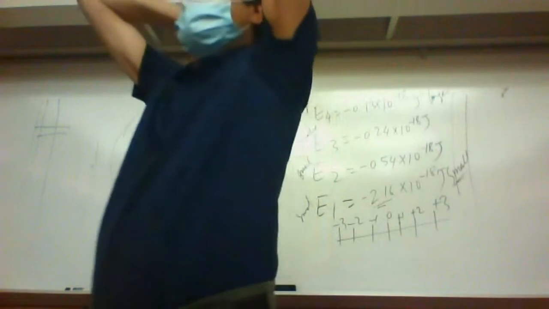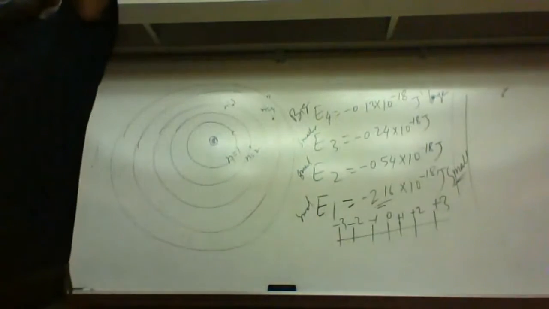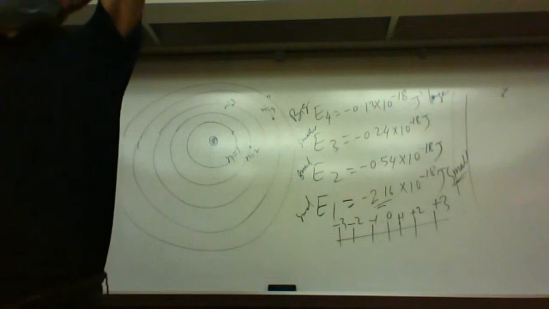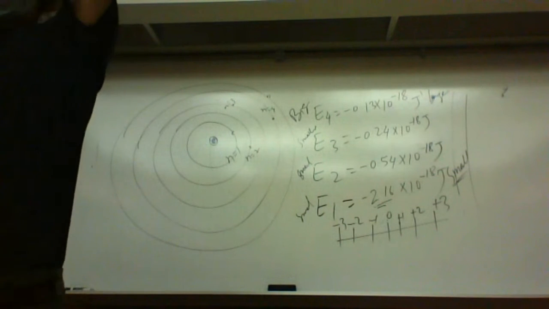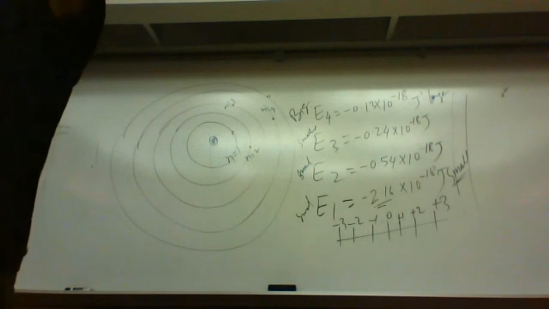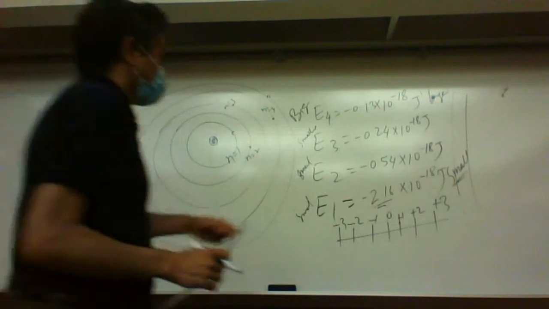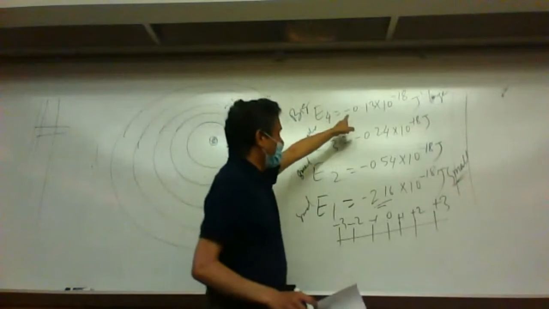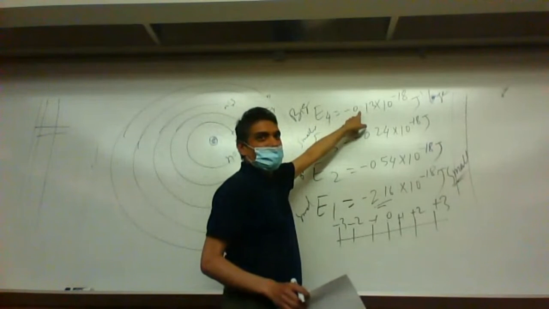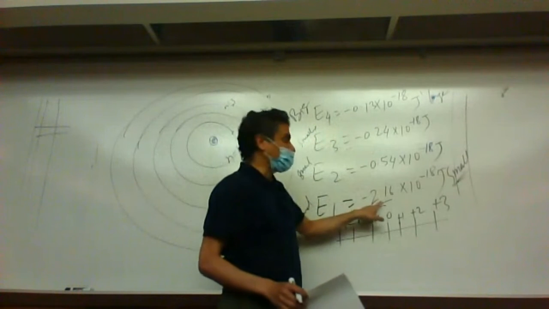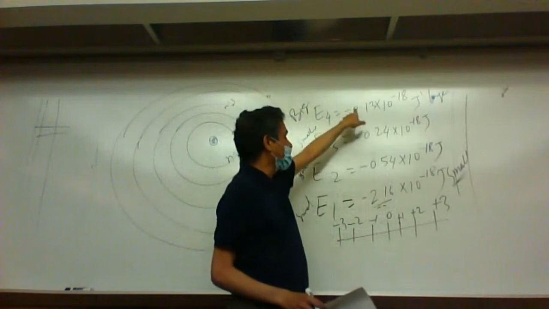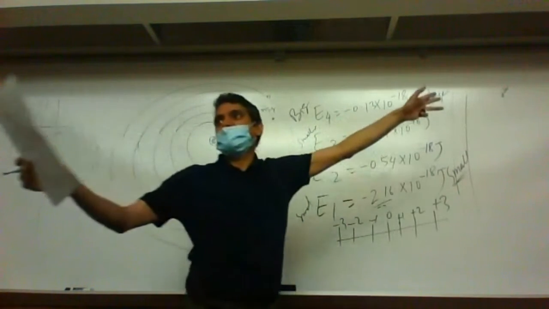So if the electron is in the first orbit, that is called the ground state. If the electron has left the first orbit and gone to the second, third, fourth, fifth, or sixth orbit, that's called the excited state. So the energy is always higher in the excited state. Make sense? Remember that this number is a very big number and this number is a very small number. Minus 2.16 is a very small number. Minus 0.13 is a very big number.